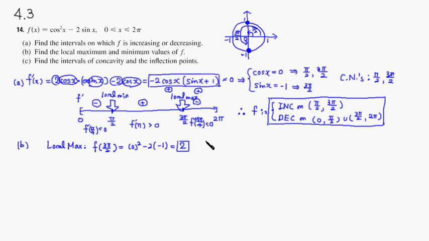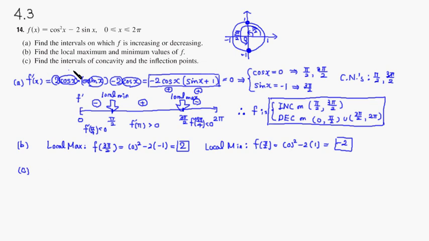How about the local minimum value? The local minimum value is going to be at pi over 2. So f of pi over 2. Cosine of pi over 2 is 0, again, so 0 squared, minus 2 times the sine of pi over 2, which is 1. So the local minimum value is negative 2.